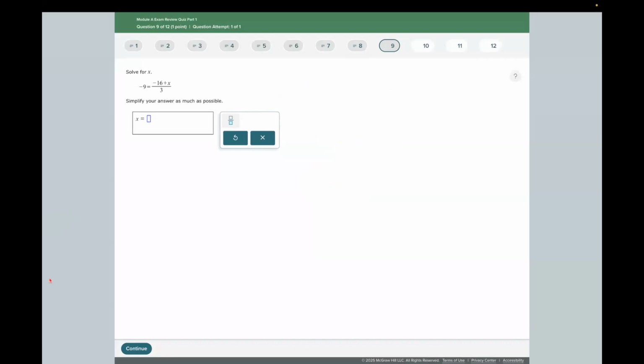Oops, didn't mean to clear. I meant to, let's see, let me fix this. Negative 11. Oh, one thing I do want to show you all.